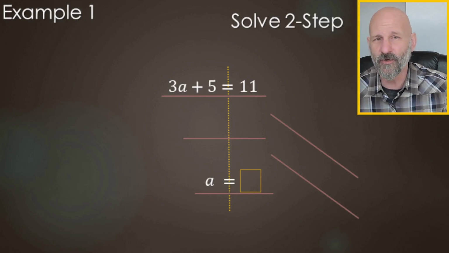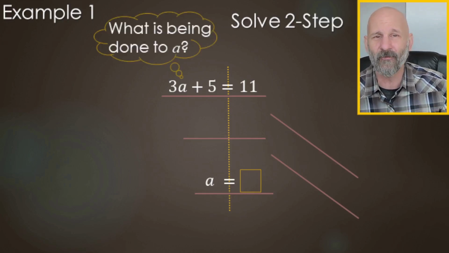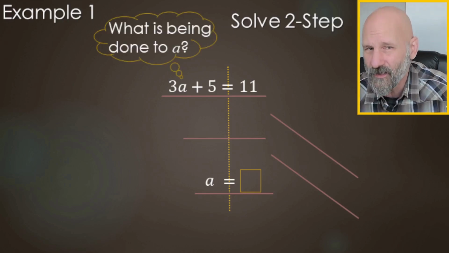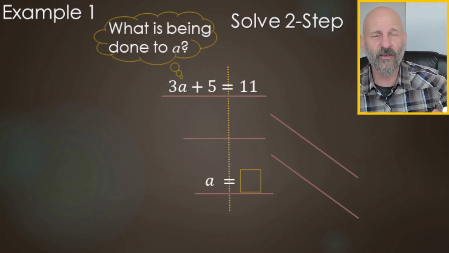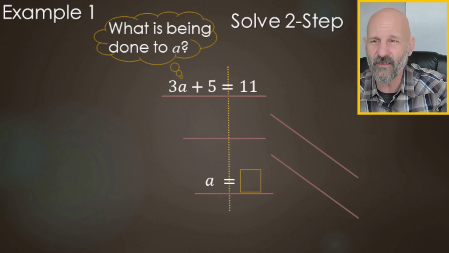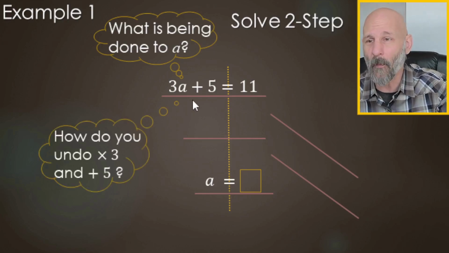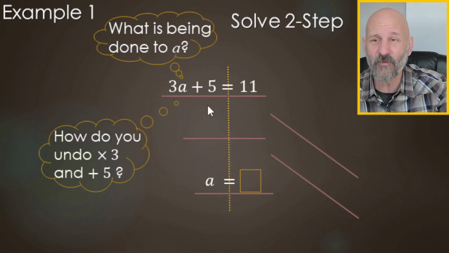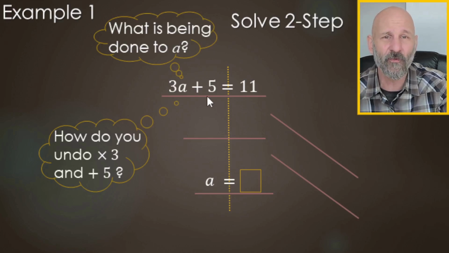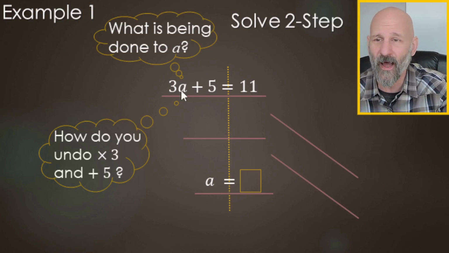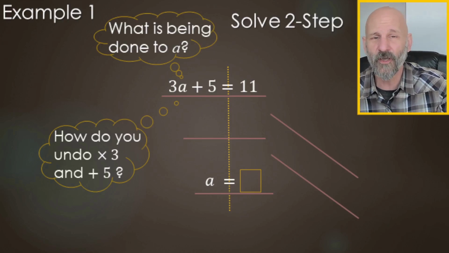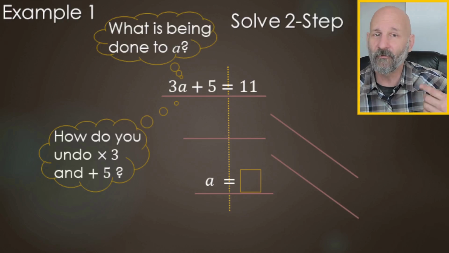So to run through these steps, we do have to think, okay, what operations and what numbers are being done to the variable there? In this case, the a is being multiplied by a 3 and it's being added by a 5. So here I have 3a + 5. I don't want that. I just want a equals. So I don't want the 5 and I don't want the 3 there. So we're going to undo the 5 and the 3.